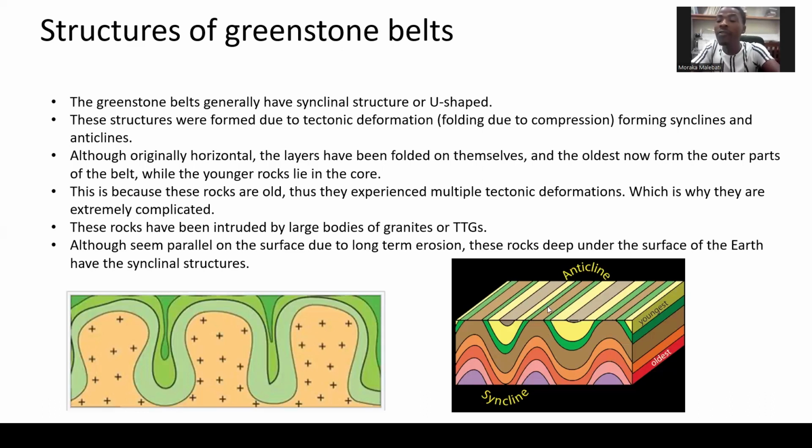But because of the effect of erosion, you'd expect to see on the surface, where they are exposed, these greenstone belts which are parallel to one another and then separated by TTGs. Now, although originally they were horizontal, according to the principles of stratigraphy, sediments are initially deposited horizontally in all directions.